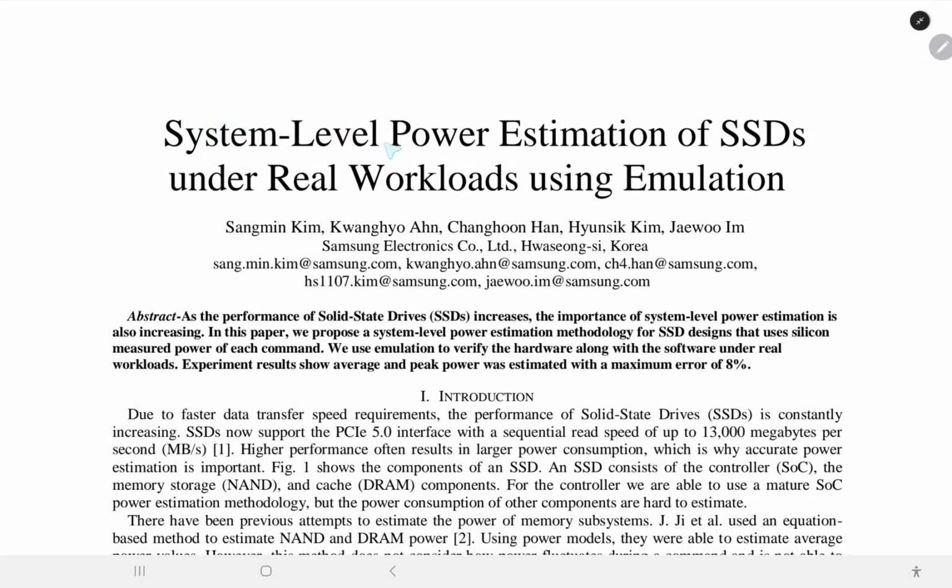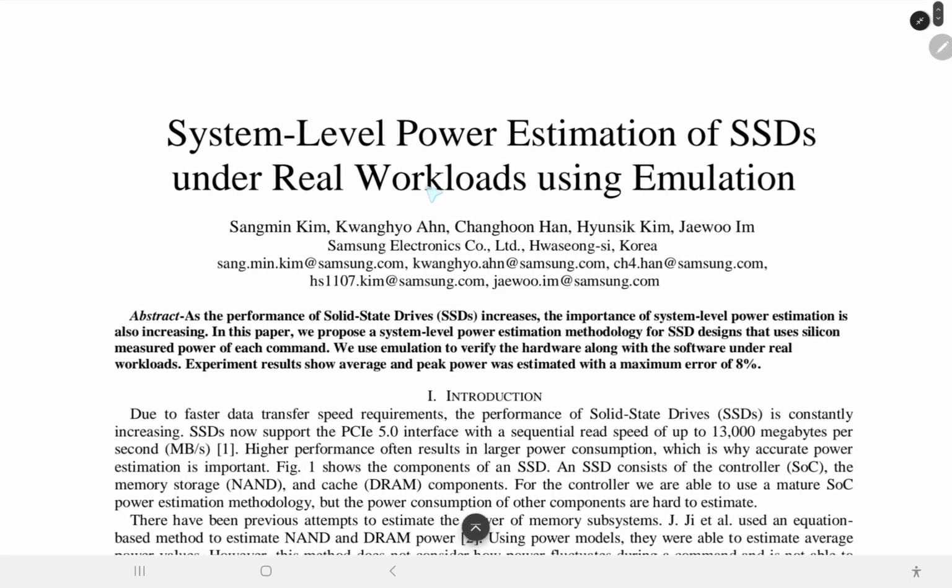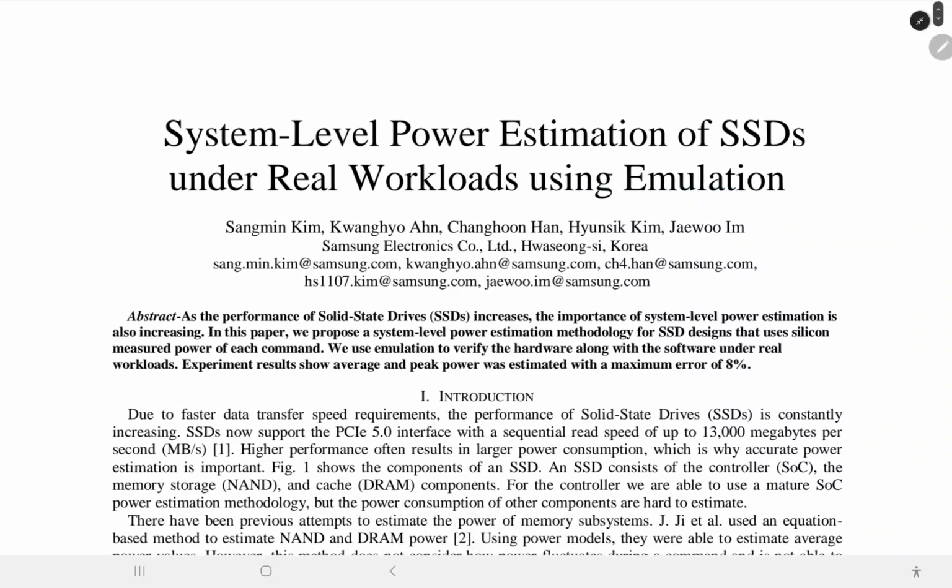System level power estimation of SSDs under real workload using emulation. Abstract: As the performance of solid state drives (SSDs) increases, the importance of system level power estimation is always increased.